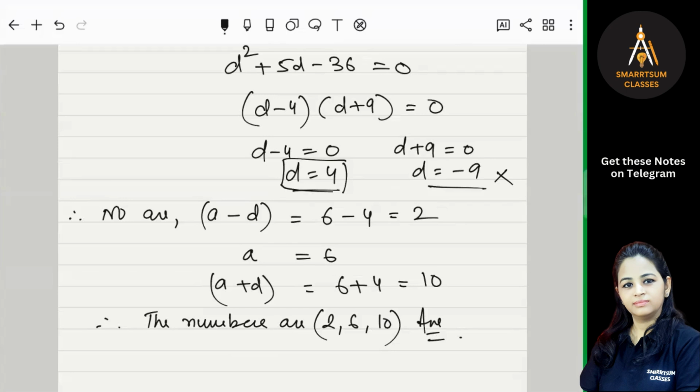So in a similar way, we have to do the questions. We will first assume what the numbers in the AP are according to that table which I told you. And then whatever conditions are given in the question, based on that, form the equation and solve them to get A and D. And then find out the numbers. Okay. So are you getting this now?